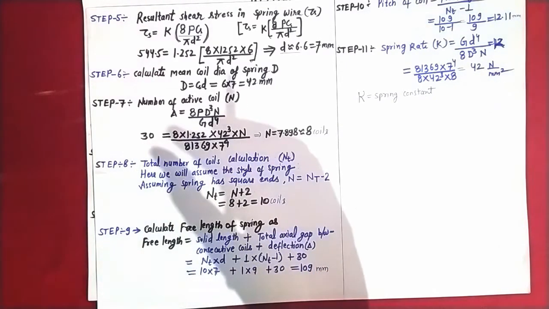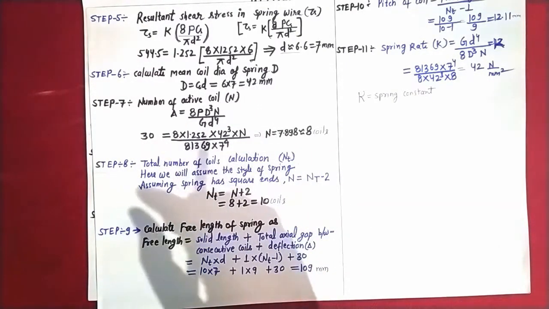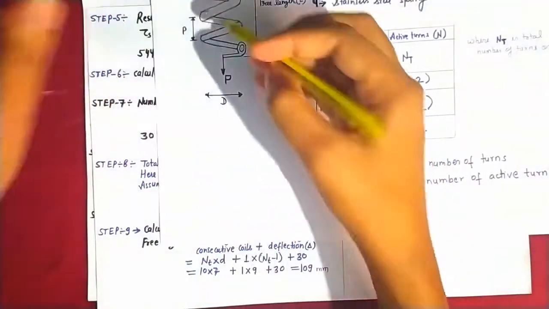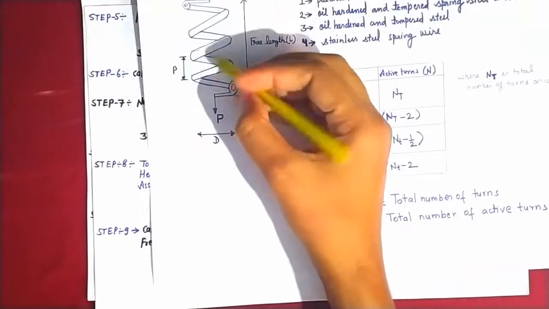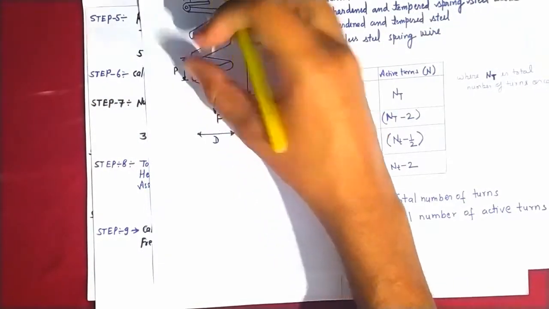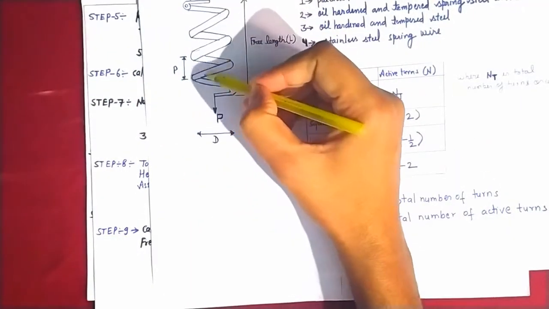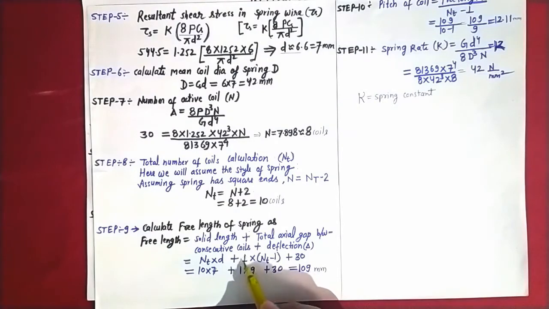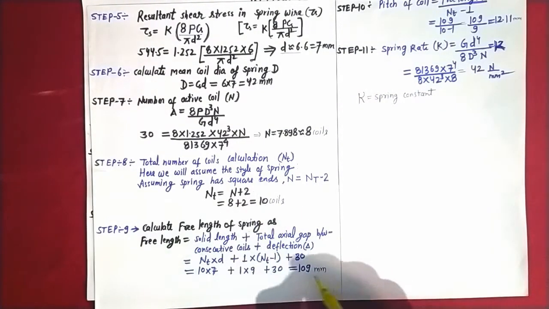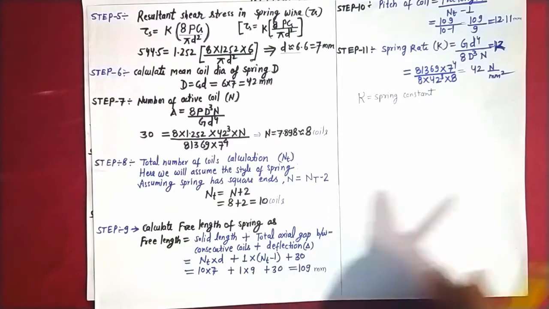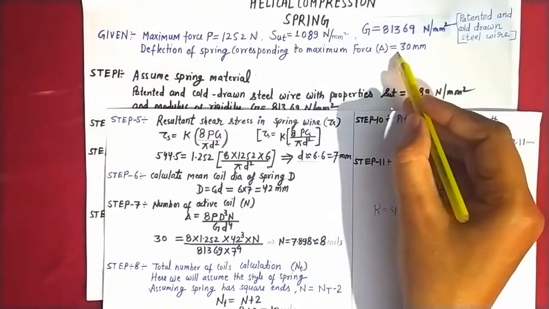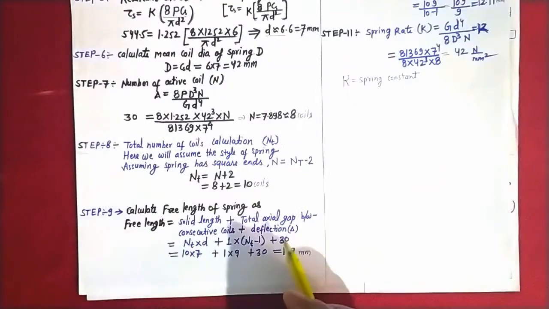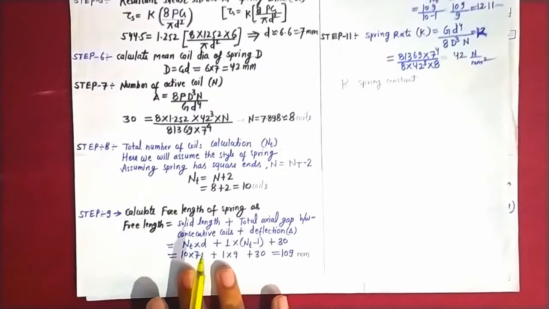where 1 is the gap between a single pair of consecutive coils. Here you have to assume that the gap between two consecutive coils is 1 mm. Assume this as 1 mm, and NT minus 1. NT we have already calculated, and 30 is the maximum deflection which is given to us in the question. So we can find the value of the free length of the spring.